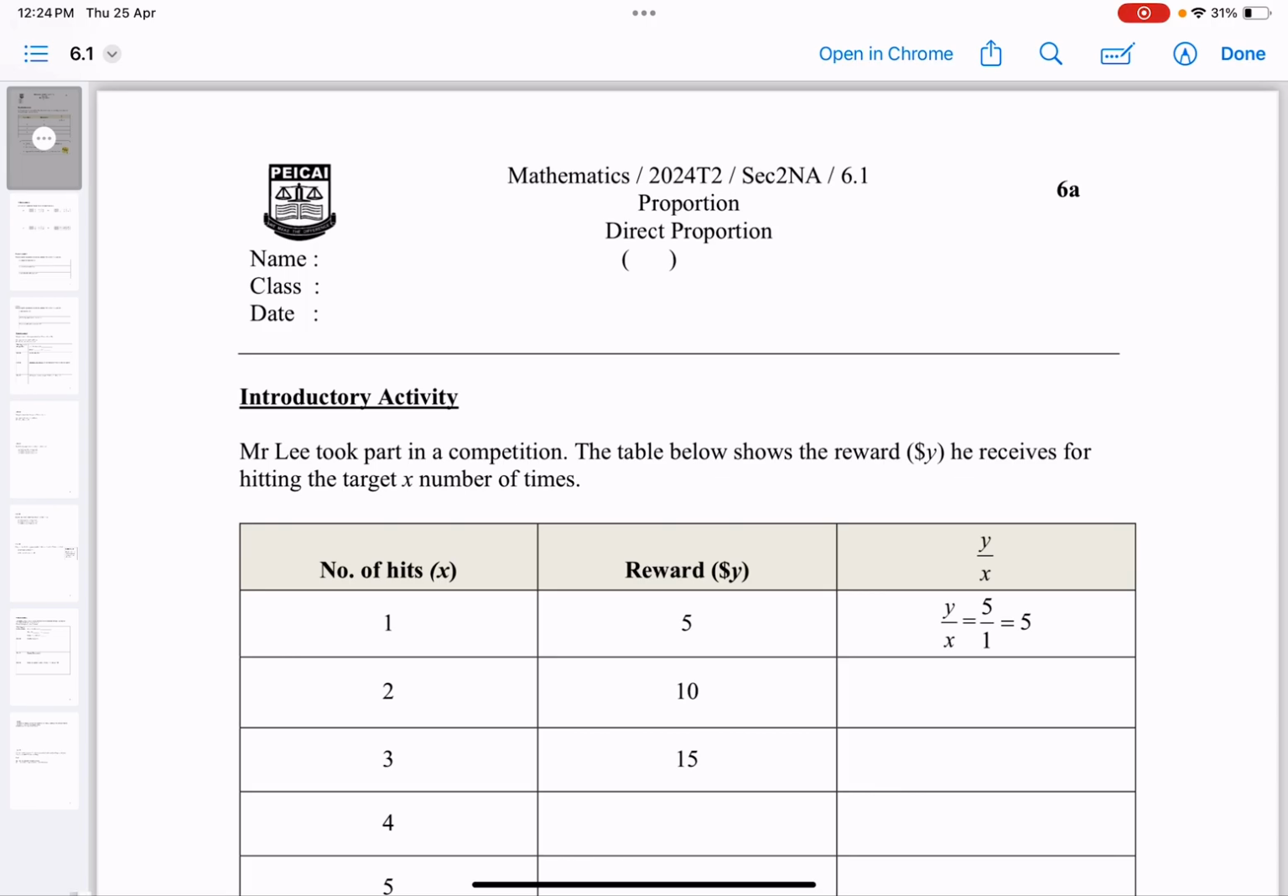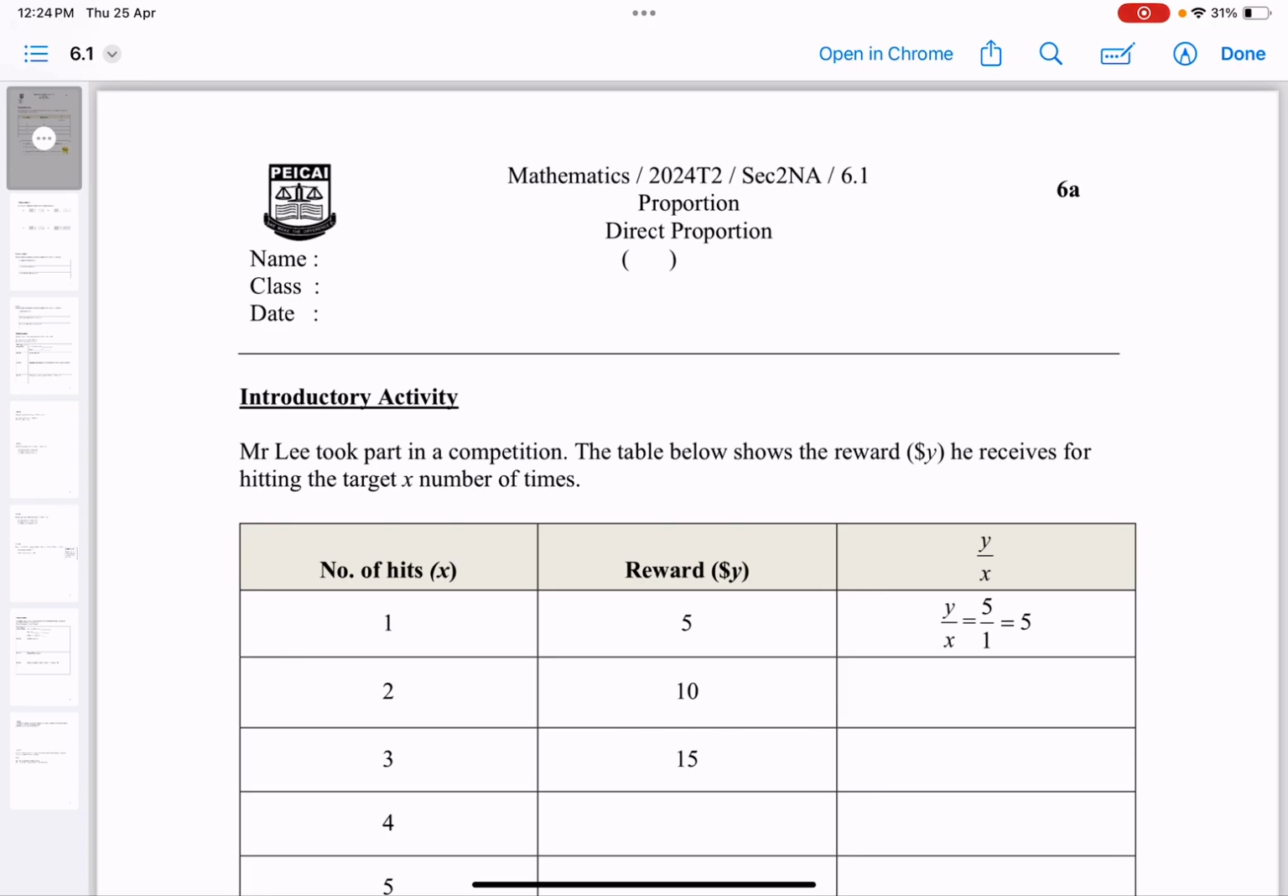Alright? Now let's take a look at this example. Okay? Let's say we have someone that participates in a competition. And this competition is very simple. Maybe he is taking a gun, he's shooting at the target. If he hits 1 target, he wins $5. If he hits 2 targets, he wins $10. If he hits 3, he wins $15. So every target that he hits, he earns $5 more.